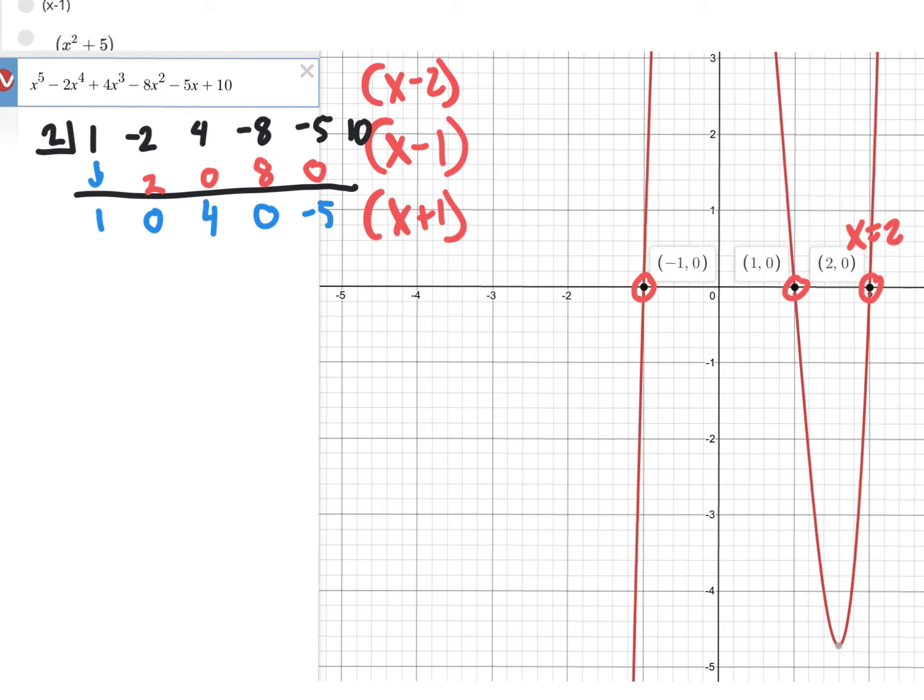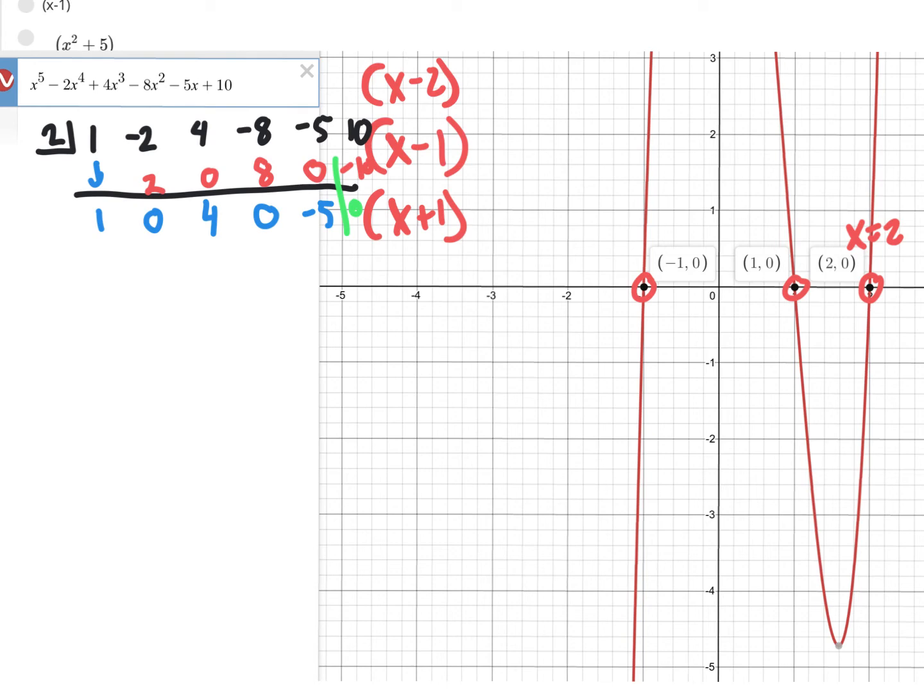As you go up, multiply. 2 times -5 is -10. And we are happy that we got 0 as a remainder. Now, let's go to the next answer. The next answer would be x equals 1, and let's plug that in.